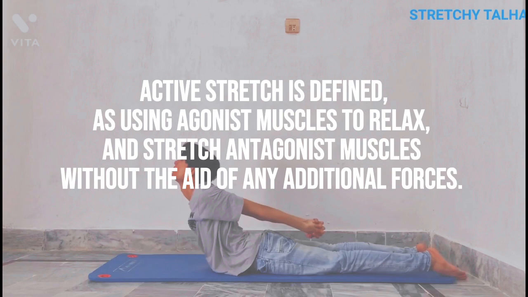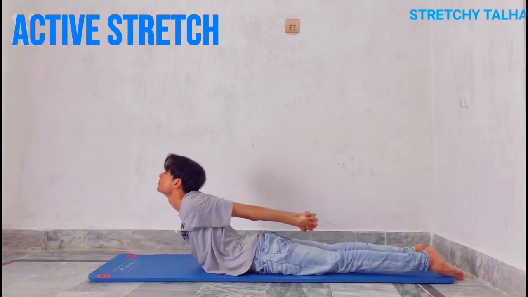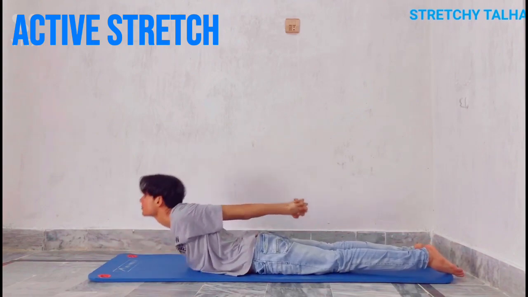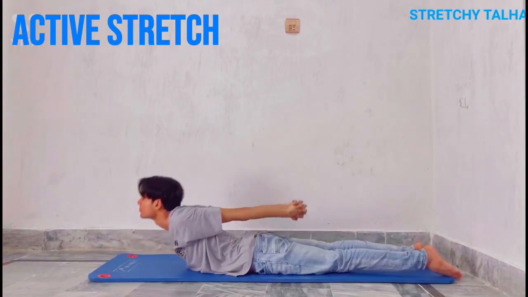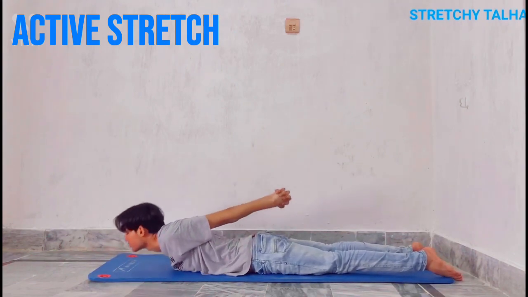Active stretch is defined as using agonist muscles to relax and stretch antagonist muscles without the aid of any external force. Now let's have a practical example here. I'm using my own body strength in order to lift my body up. So this is an example of an active stretch. You can do an active stretch in any way you want.